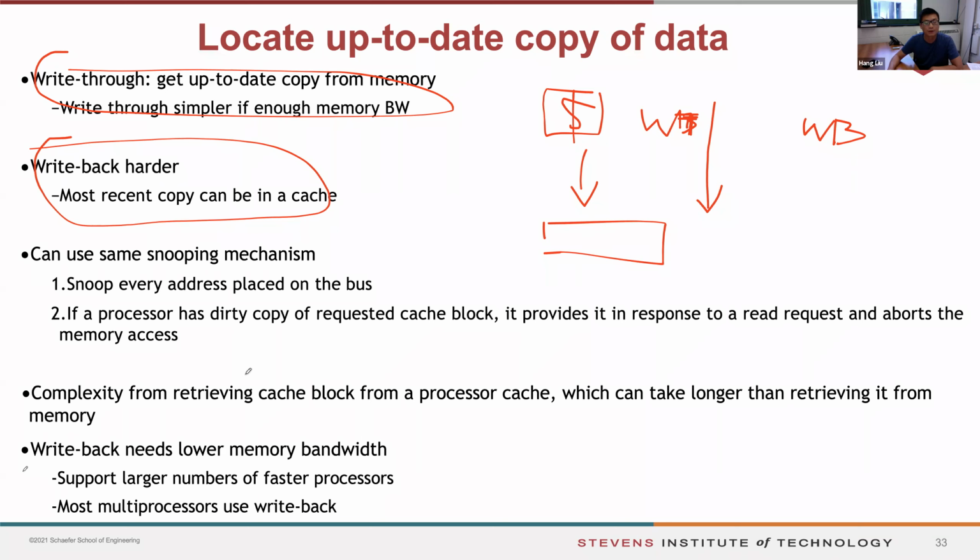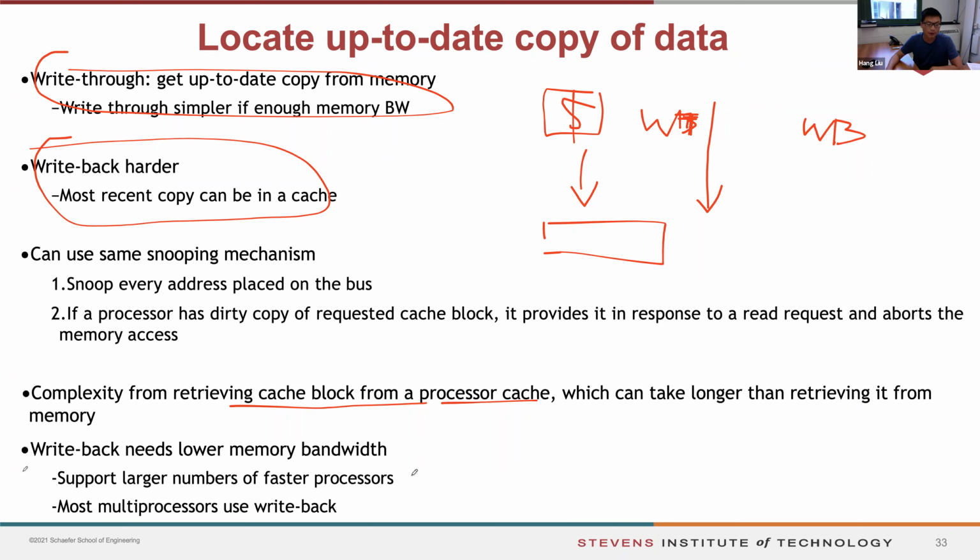The complexity of retrieving a cache block from a processor's cache can take longer than retrieving it from memory. That's true, right? Because you probably have to change the status of the cache block, and also do a tag comparison. You also have to go through inter-processor communication because it could be in another, remote cache. Probably it's easier to go to the local memory. However, write back needs lower memory bandwidth, because whenever you are updating the same local cache, you don't have to push it down to the memory, right?